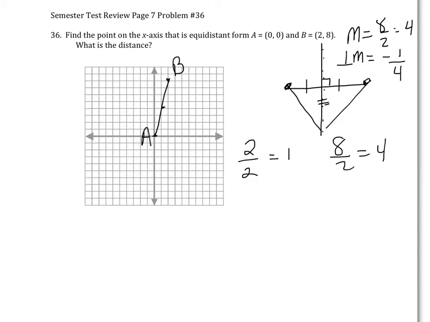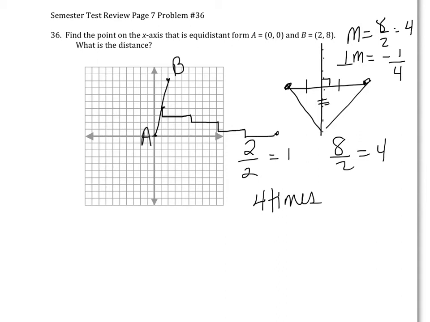So from the point that I have there, I'm going to go down 1 and over 4, and I'm going to repeat that process. So if I go down 1 and over 4, I know that that point is equidistant from A and B because it's on the perpendicular bisector. And I can go down 1 and over 4 again, and that point is equidistant. And then I can go down 1 and over 4 again. I'm going to have to repeat that process 4 times in order to get back down to the x-axis, because I can go 1 more and then I get down to the x-axis.